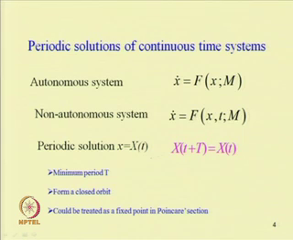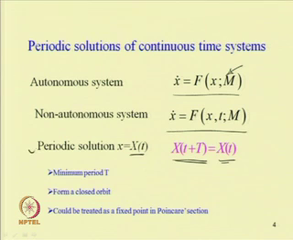the solution, let us take an autonomous system, that is x dot equal to f(x, m), or a non-autonomous system where time is explicitly present, that is x dot equal to f(x, t, m). Here the control parameter is m and the response is x. So, the response or the solution is x(t). If we have a minimum period T, then x(t + T) should be equal to x(t). If x(t + T) equals x(t), then it is said to be periodic.